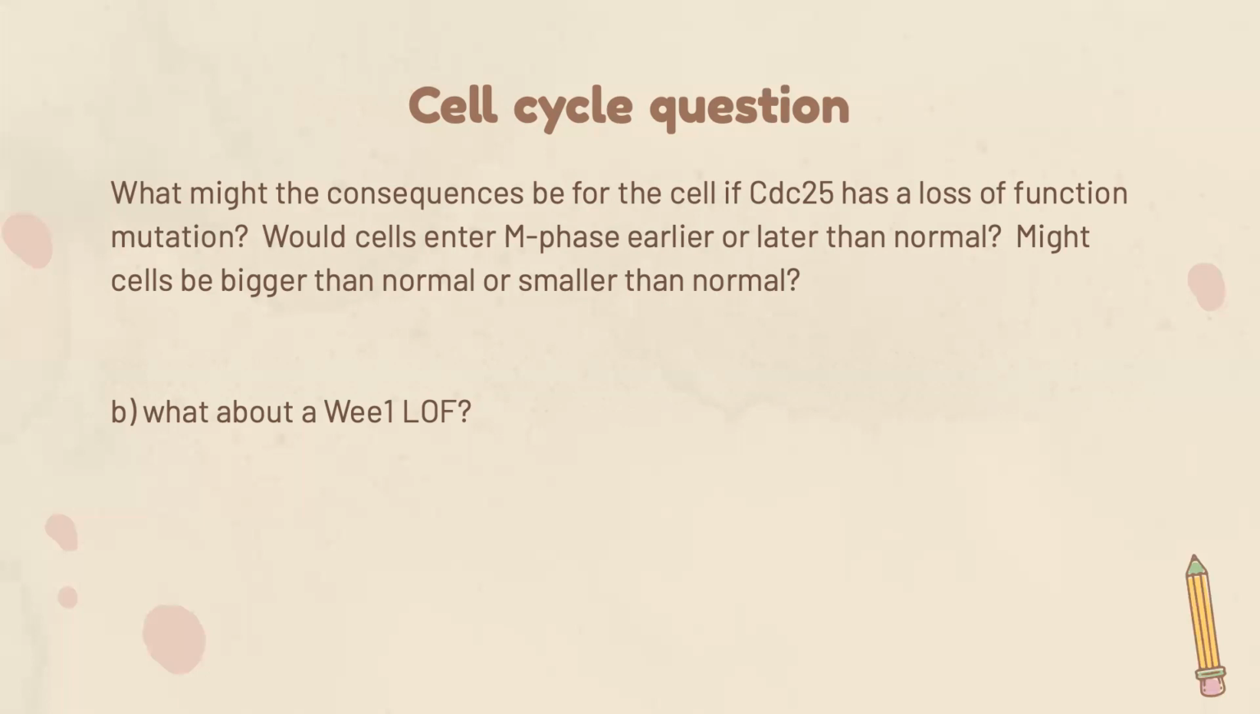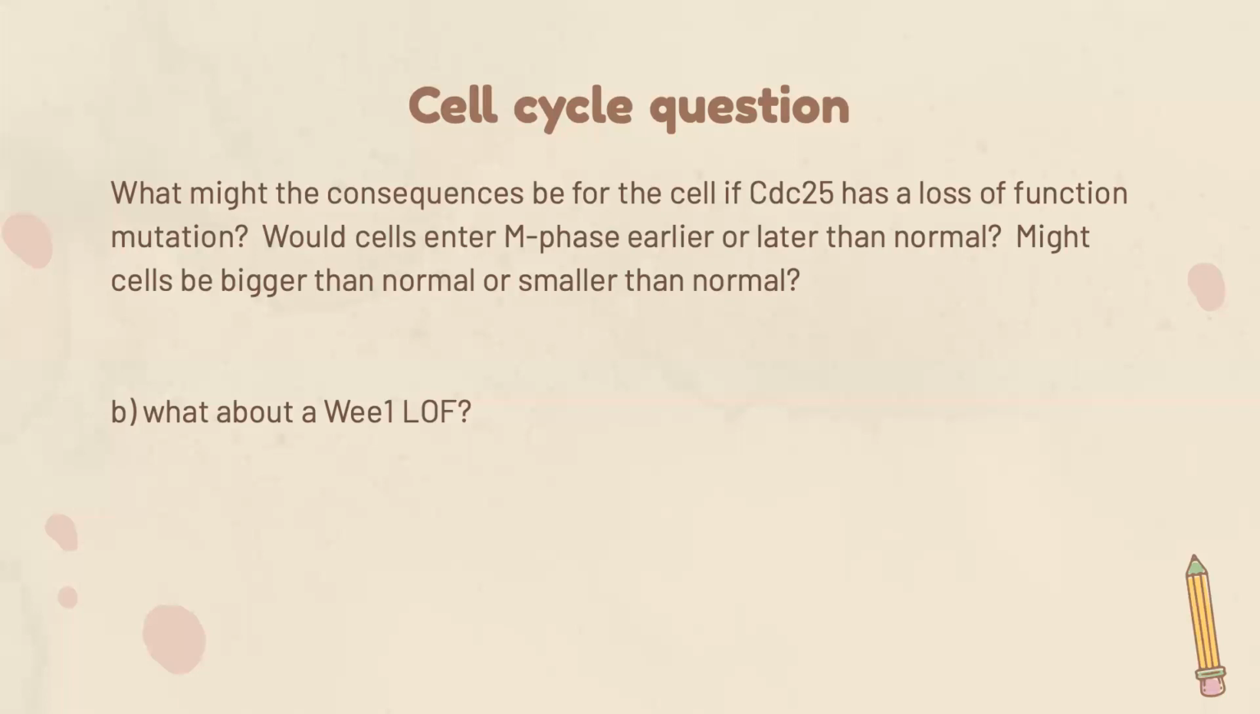Yeah, exactly. And then specifically, so again, it'll be stuck in G2, but more specifically because CDC25, I don't know if you said it, but it's in charge of taking off that inhibitory phosphate. So if it can't take off the inhibitory phosphate, the cyclin CDK is going to remain inactive, either indefinitely or maybe just later than normal. And so in that case, would cells be bigger than normal or smaller than normal if it's stuck in G2 for longer? Okay. Yeah, so bigger, because it's stuck in G2 for a little longer, and then it's going to grow for longer as well.